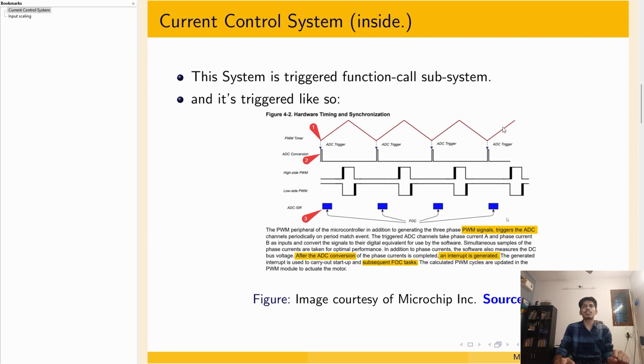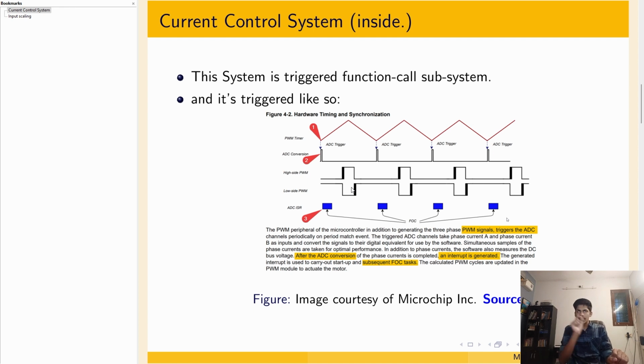Inside the C2000 there is a module called EPWM, or enhanced pulse width modulation, which will generate this up and down triangular wave. This is a counter which keeps on incrementing, goes to a specific value, then counts down, counts up, counts down. This EPWM module will trigger the start of conversion for the ADC. We are using the ADC to measure the motor currents, the A phase and B phase. We are measuring the two phase currents.